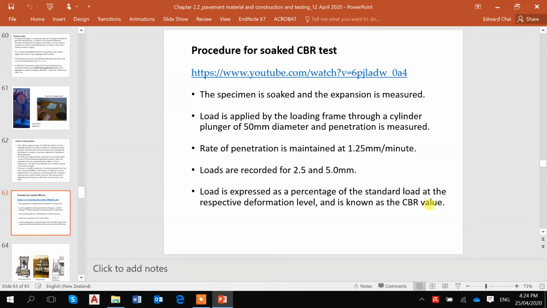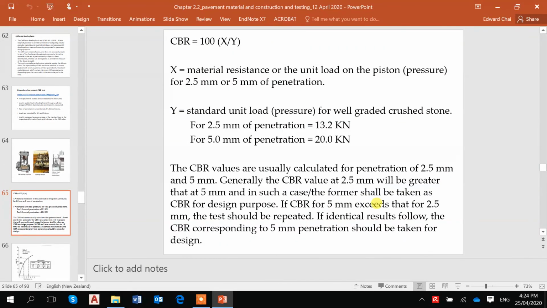The standard is compared to a 100% CBR value, which is crushed rock. Whatever the sample is, you compare it to this 100% CBR value, and then we can find the CBR value. CBR is equal to X divided by Y. X is the material resistance for the unit load on the piston for 2.5 or 5 mm penetration. Y is the unit load for well-graded crushed stone, which is the 100% value.